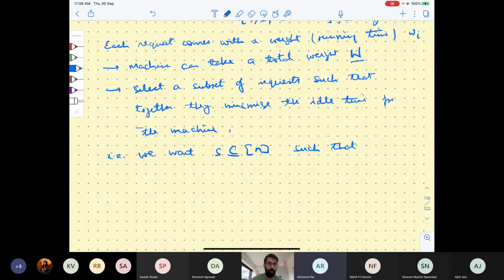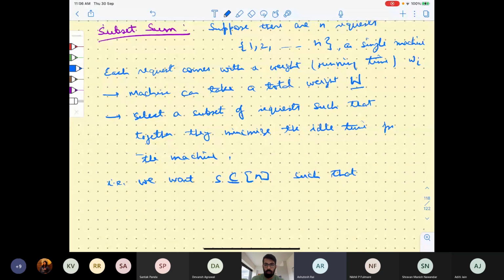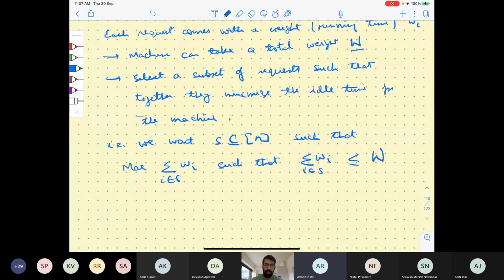Okay, so can somebody define it for me? How will the definition look? I've told the requirements. How do we say that formally now? To maximize the sum of all times individually, such that the sum of times does not exceed W. Yes, this is what you're saying. Exactly, right. So Amit, you said, right?